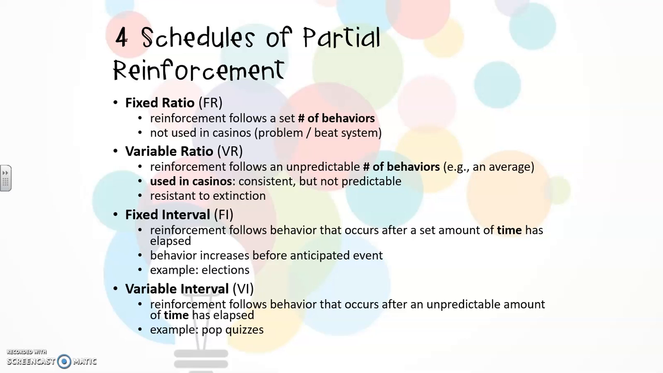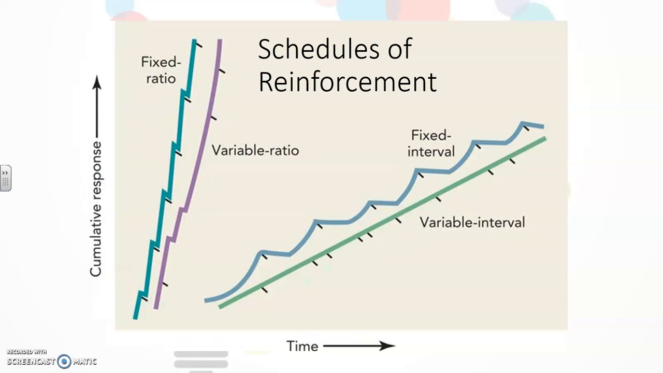And then a variable interval. Reinforcement follows behavior that occurs at an unpredictable amount of time. Examples, pop quizzes or checking for an email. We don't really know when that email is going to pop up. And here's a little graph that shows you how much time usually occurs. Some are more quick and more predictable. Some aren't.